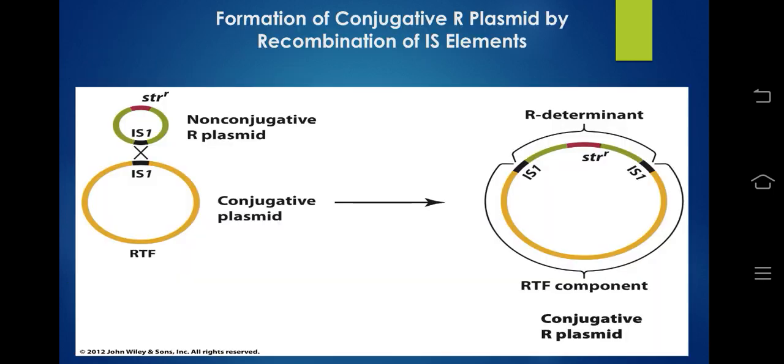Formation of conjugative R plasmid by recombination of IS elements. Non-conjugative R plasmid, conjugative plasmid, R determinant, RTF component, conjugative R plasmid.